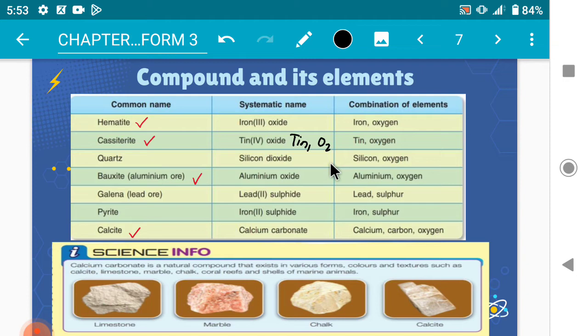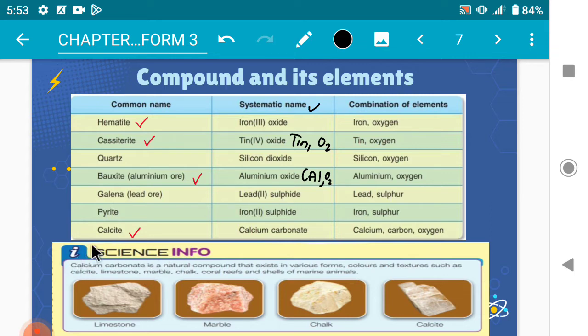And quartz is made of silicon and oxygen. Bauxite, as I already said, is made of aluminium, which is Al, and also oxygen, O2. You can read the rest by yourself, but I recommend you memorize those that I ticked over here: hematite, cassiterite, bauxite, and calcite. Better to memorize all of them if you can. The systematic name is also important, and also the combination of elements.